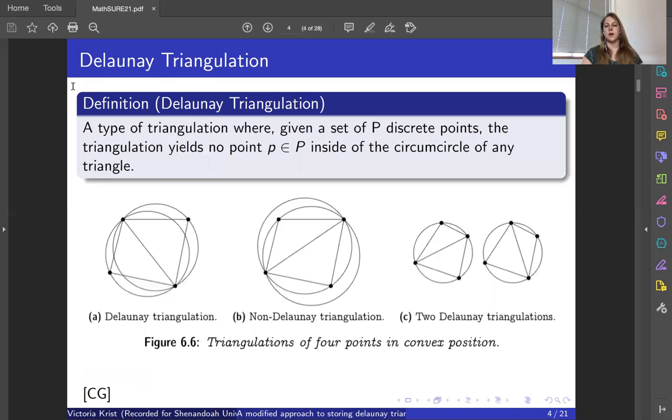Delaunay triangulation, coupled with other secondary methods, is used in fingerprint analysis techniques. Delaunay triangulation is a type of triangulation where, given a set of discrete points P, the triangulation yields no point p, an element of P, inside the circumcircle of any triangle. A visual of this can be seen below.